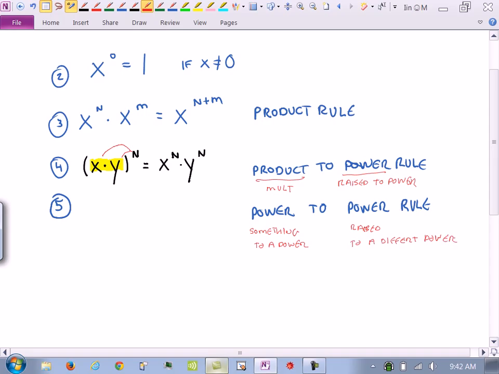So what happens if I take something to a power and raise it to a power again? Sorry, my handwriting's kind of scribbly there. Raised to a different power. So let me try and write this down. What would something to a power look like? How about x to the n? Isn't that something to a power? Okay, and now I want to raise that to a power again. So I'm going to put it all in parentheses, and I'm going to raise it to a different power called m. This turns out to be x to the n times m.